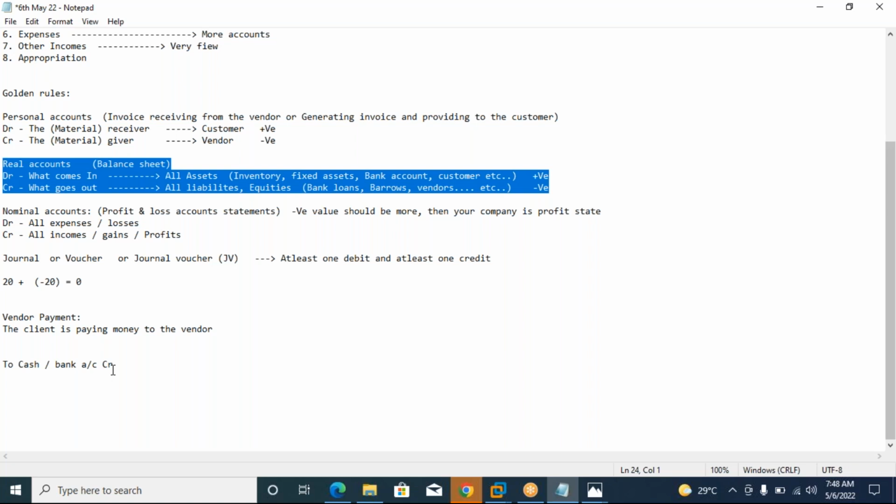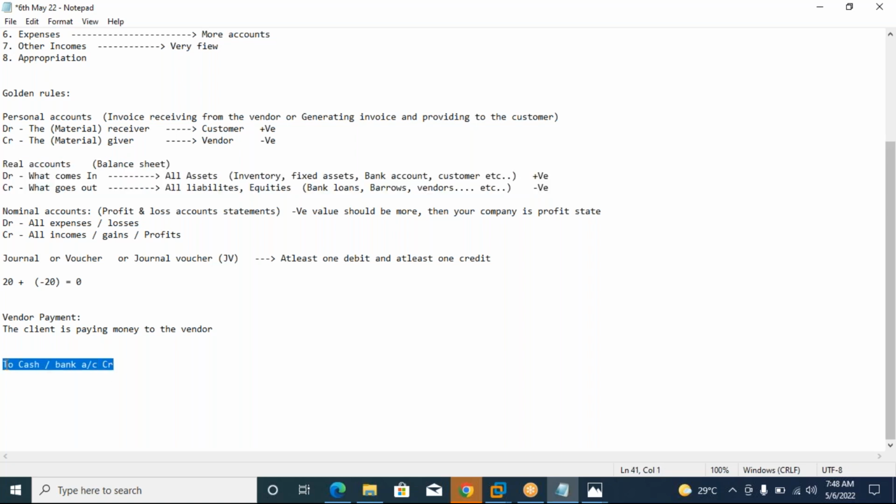Okay, so from the cash or bank, my cash balance or bank balance will be decreased. So that is negative. And now the vendor account is debited. At the time of invoice, you are entering negative. At the time of payment, you are entering positive. So that will become a zero balance.